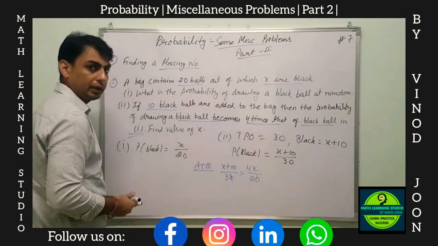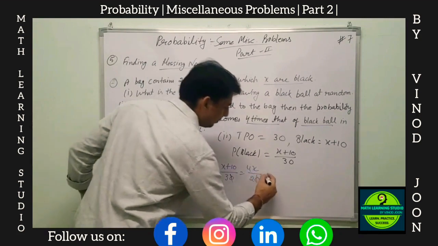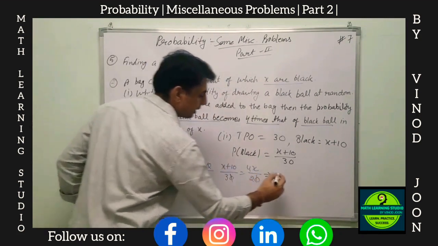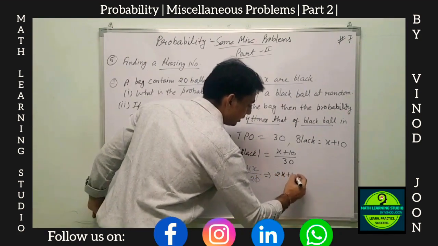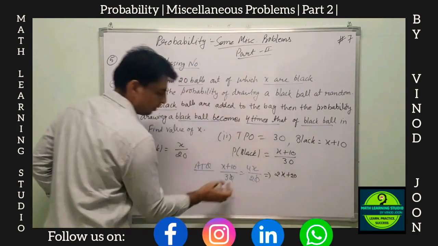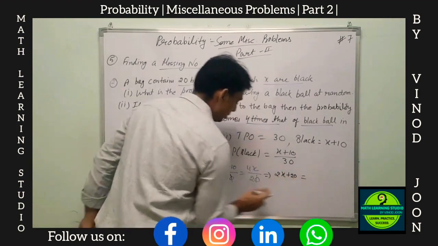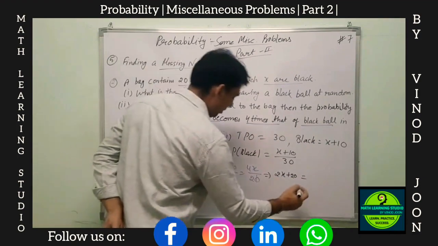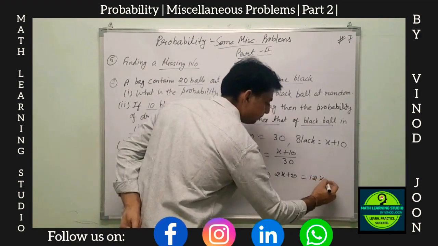So this 0 cancels. All right. You can cross multiply now. What we get? 2 into x, so 2x plus 20 it will become. So simplify करना है, is equal to 4x into 3 becomes 12x.